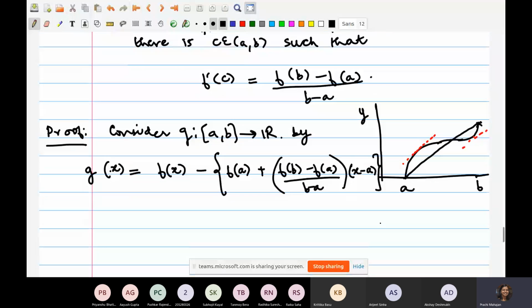And where is x? x is in the interval [a, b]. So what is g here? g is actually the signed vertical distance from the graph of f at the point x to the graph of the line segment joining (a, f(a)) and (b, f(b)). So this distance is g. Correct? Is that okay?